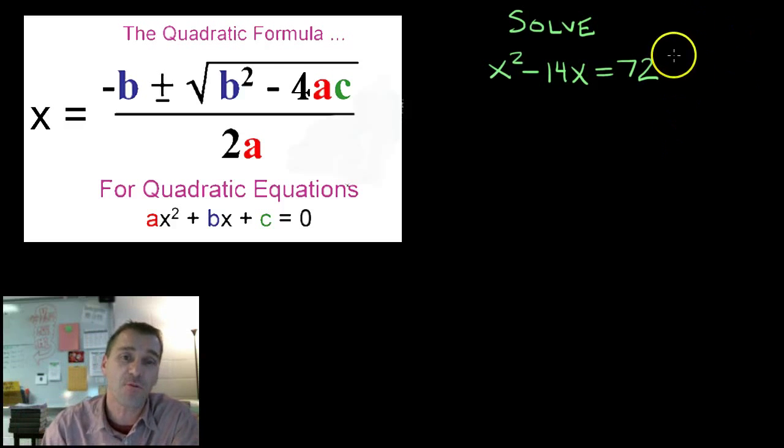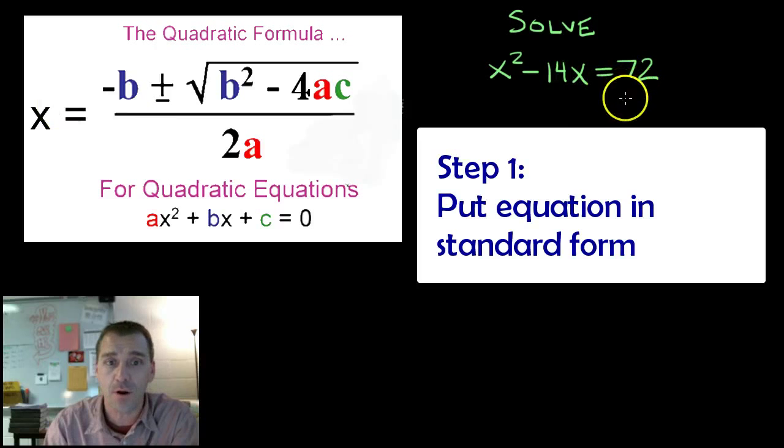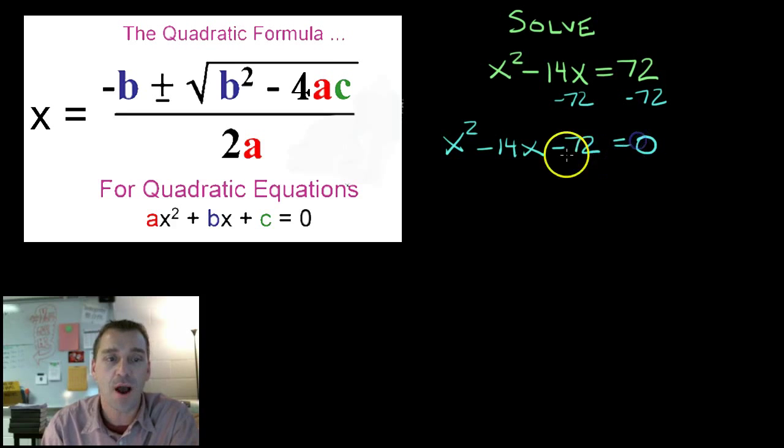Make sure it's in standard form. Oh, look, my example is not in standard form. So let's put it in standard form. Just like I did before, subtract 72. Subtract 72, so that would give me x squared minus 14x minus 72 equals 0. So I now have it in standard form. So that is check step number 1.